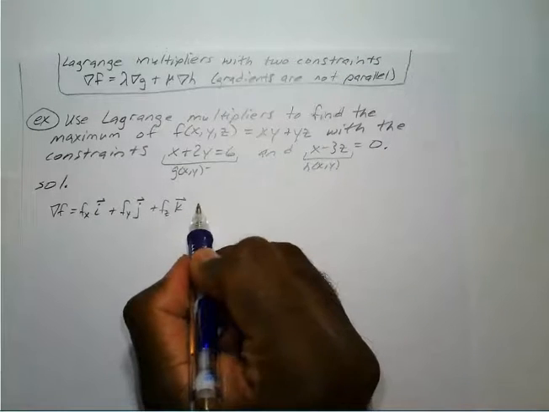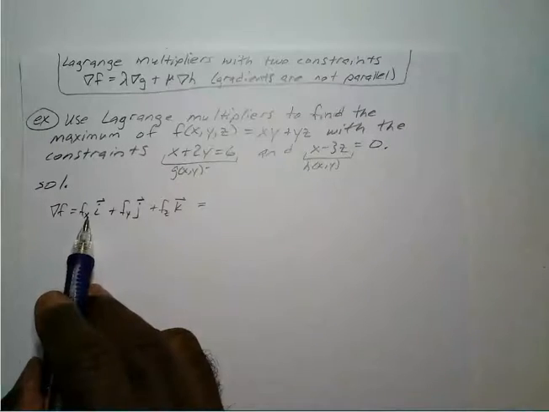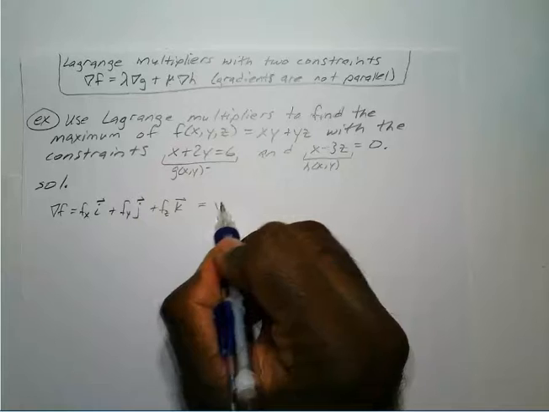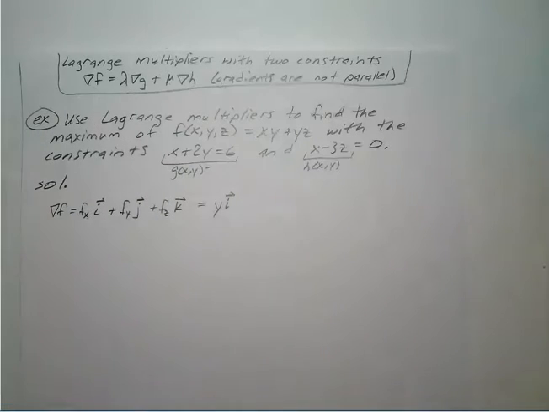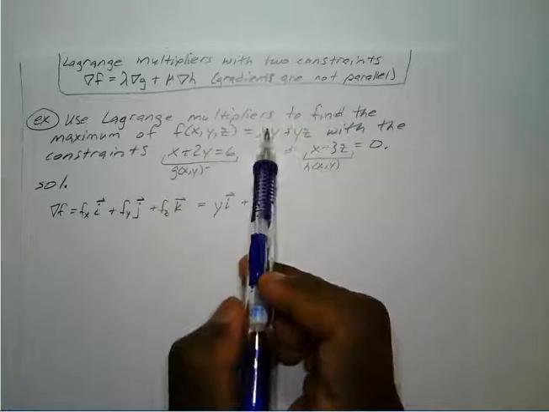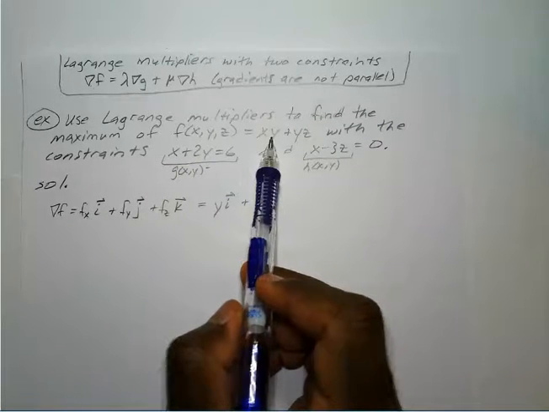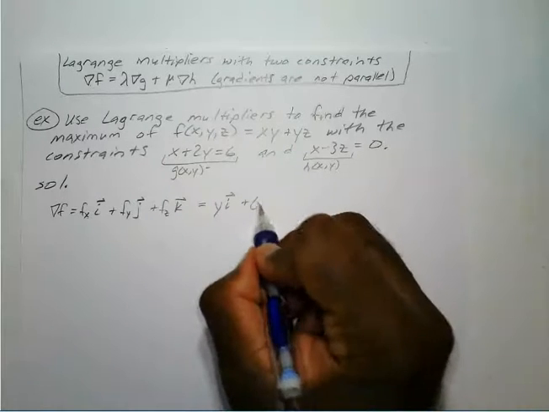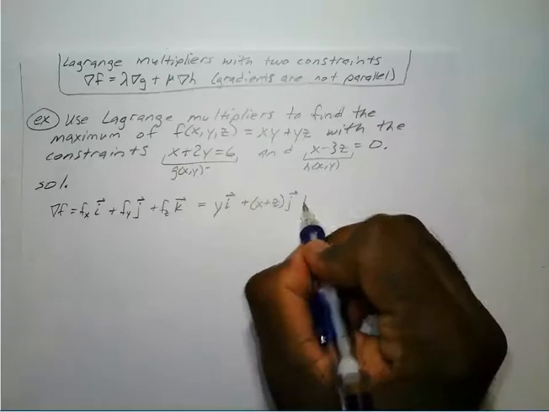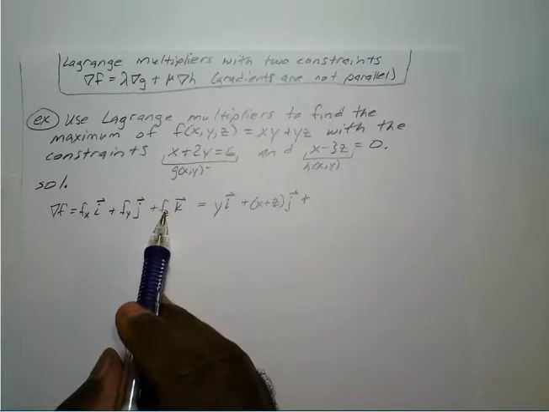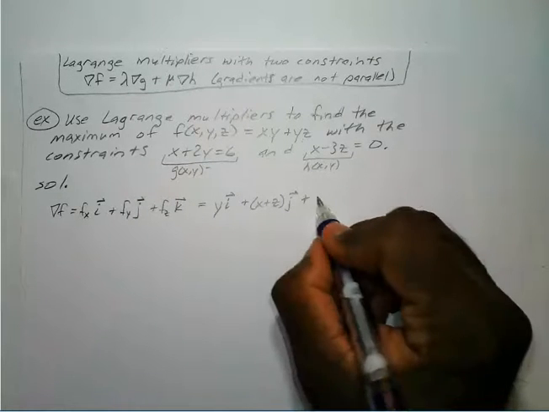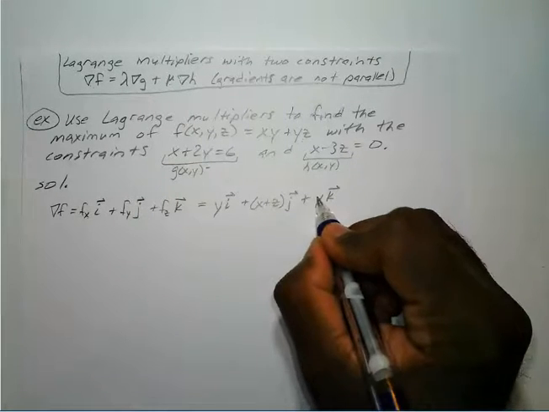Okay, so for the partial of f with respect to x, y is considered a constant, so that would be y times our i unit vector, plus the partial with respect to y of f, that would be x plus z, times your j vector, plus the partial of f with respect to z, where x is just a constant so that would disappear. That would just leave you with y times your k vector.